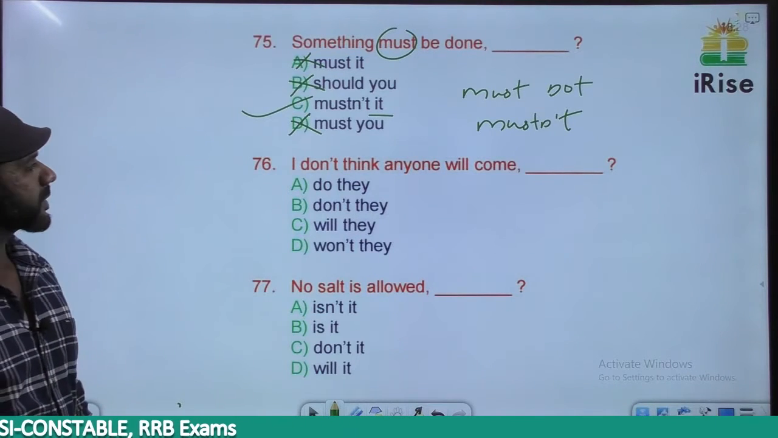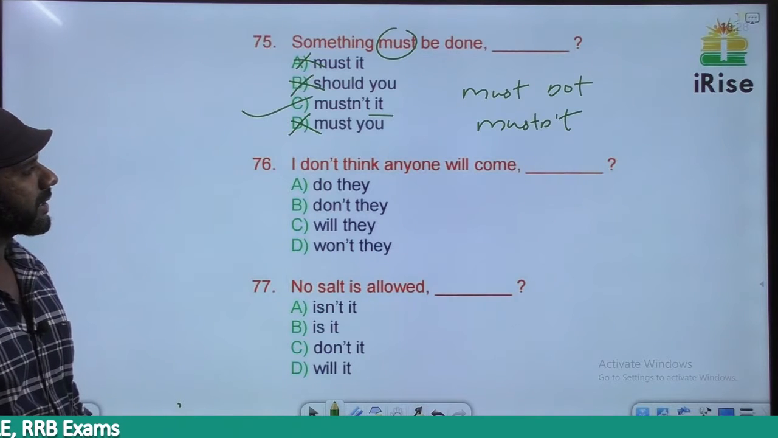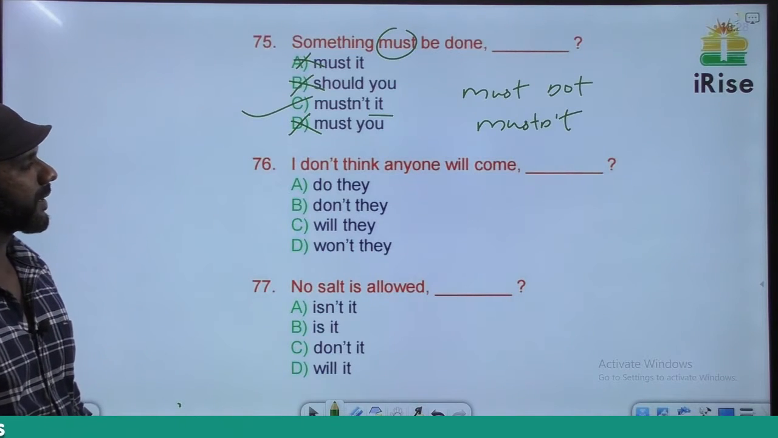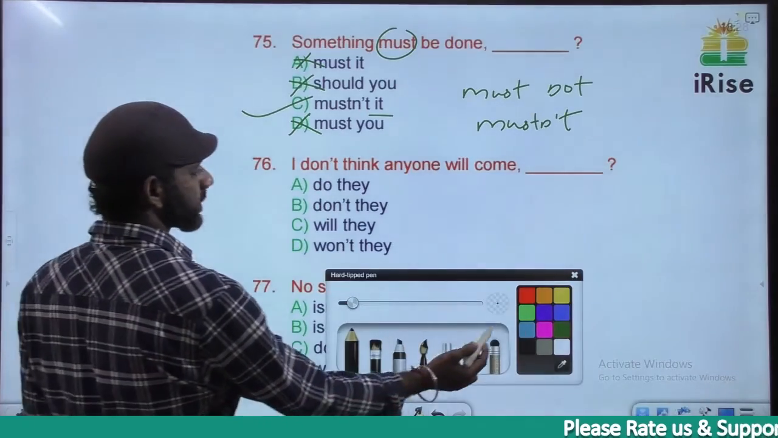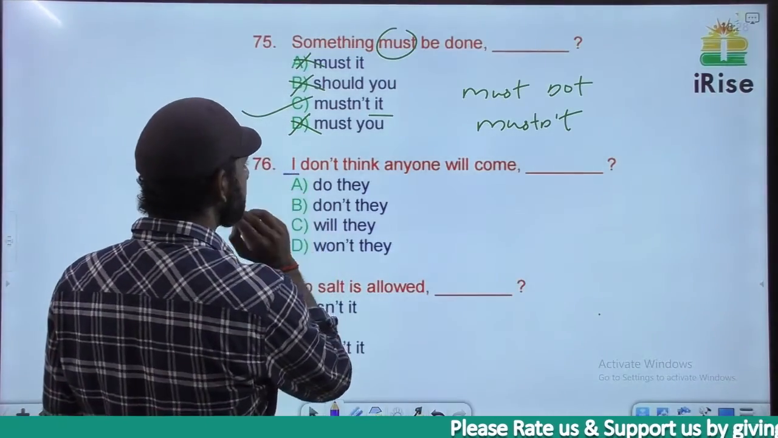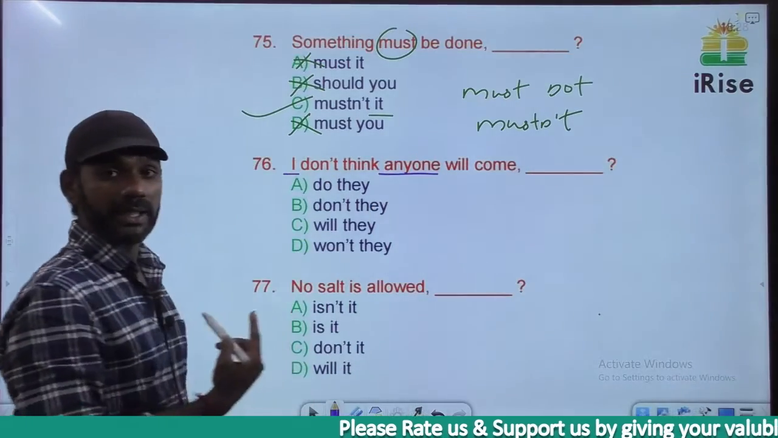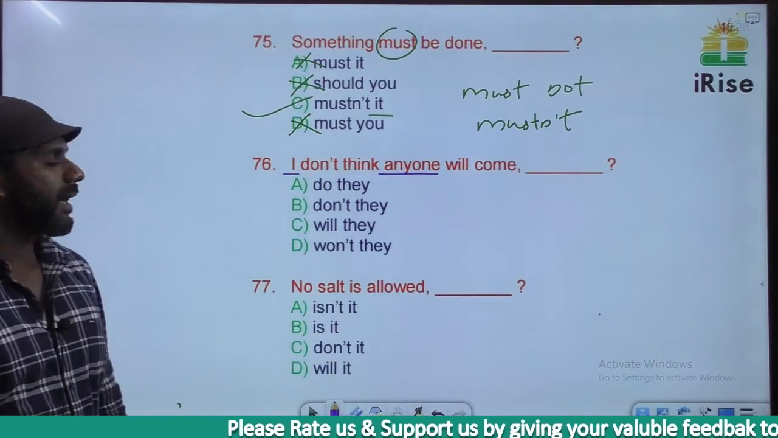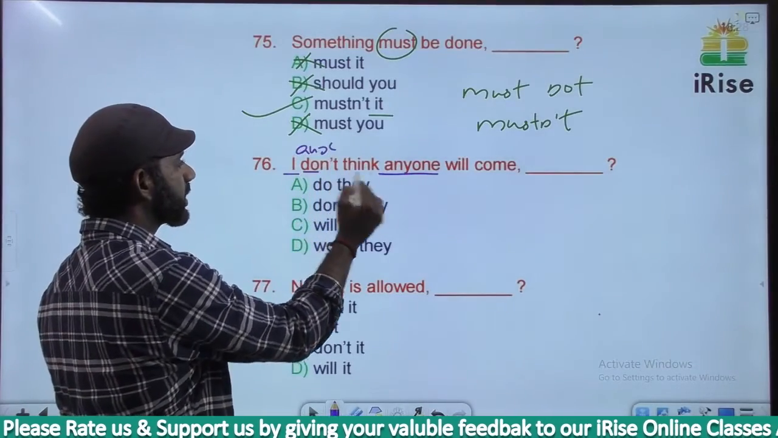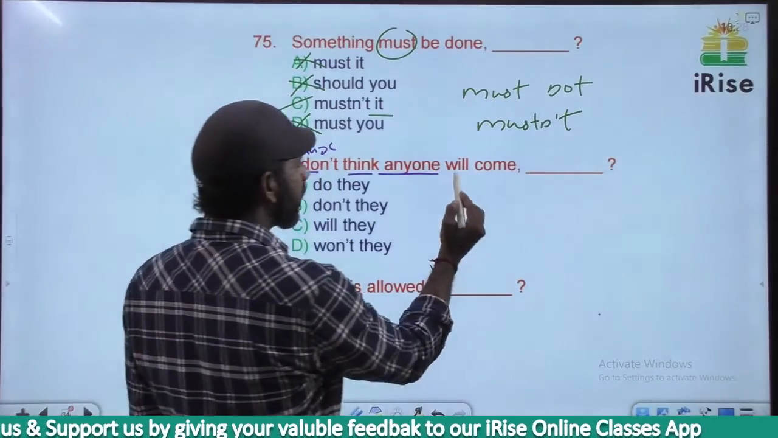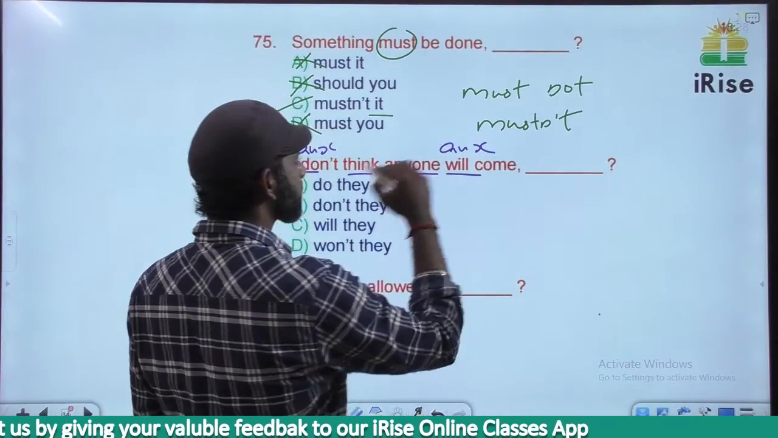Understand the meaning of it. I don't think anyone will come. We have two subjects in this sentence. One is I, the other one is anyone. Anyone is an indefinite pronoun. Right. I don't think. Do is an auxiliary verb because think is the main verb. Then anyone will come. Will is an auxiliary verb.